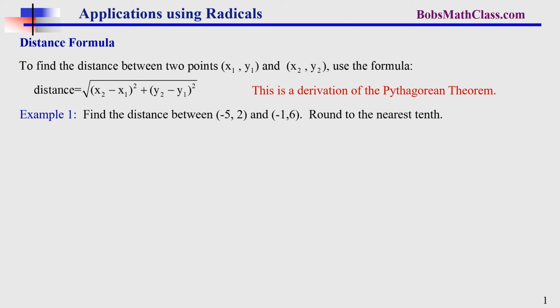Okay, so here's our first example. We're going to find the distance between these 2 points. So picture them on a graph, on a grid, and we want to know how far it is from one point to the other one. So the first point is (-5, 2), and the second point is (-1, 6). And I want you also to round it to the nearest tenth. So have your calculator handy.